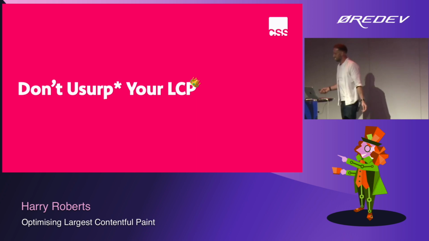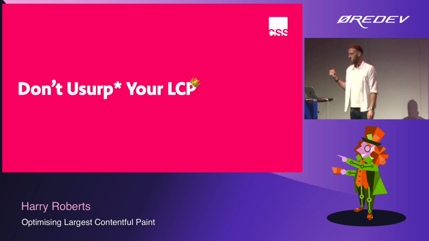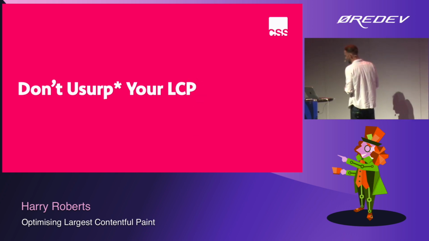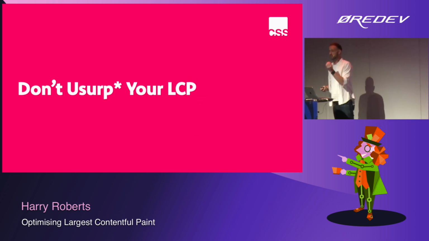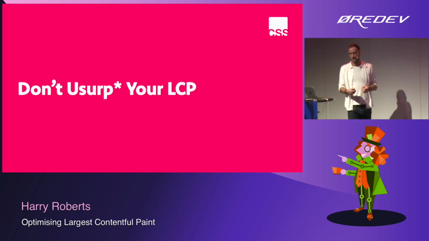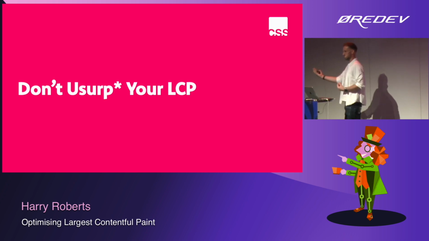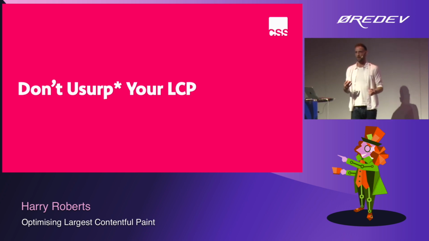Don't usurp your LCP. This is a bad slide because I couldn't think of a better word than usurp. It's such an archaic word. Usurp means kind of like undermine or overrule or dethrone. Don't dethrone your LCP. This is something that really does break my heart every time I see this. Developers may build a page that they believe to be fast, but then third parties and tag managers and all this kind of stuff kicks in, and something steals their LCP away from them.